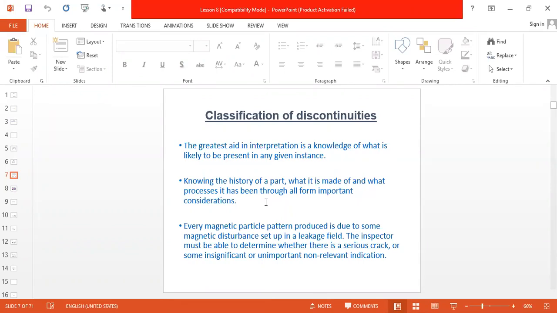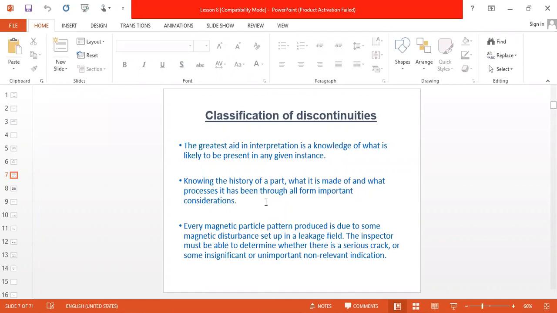Then how will you ensure that it is really a non-relevant indication, or a real indication? Then we have to do heat treatment, or we can do other NDT techniques. Even I am telling you, one NDT technique is not sufficient to ensure, so we have to use an alternative NDT method as well. There are many ways to see whether it is relevant or non-relevant.